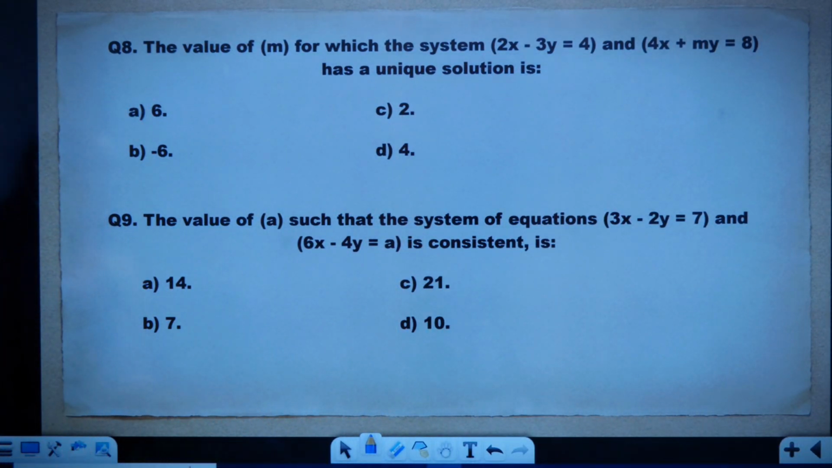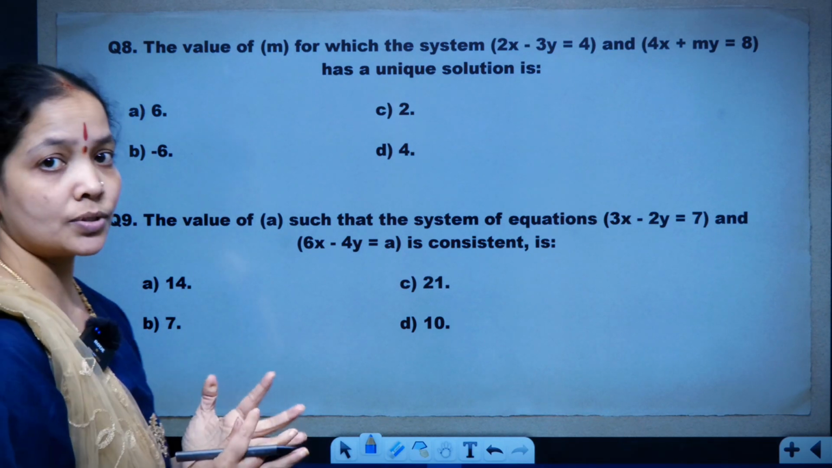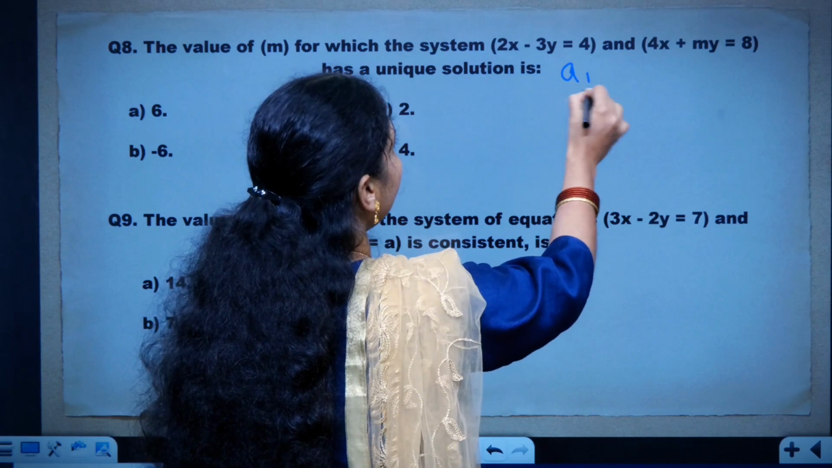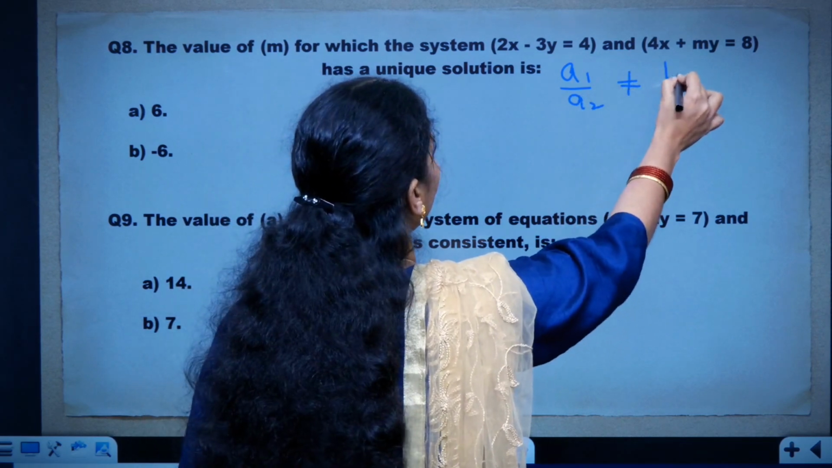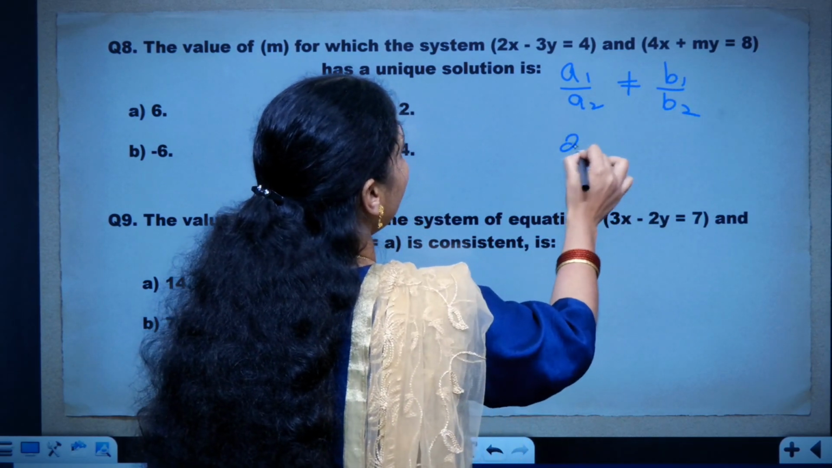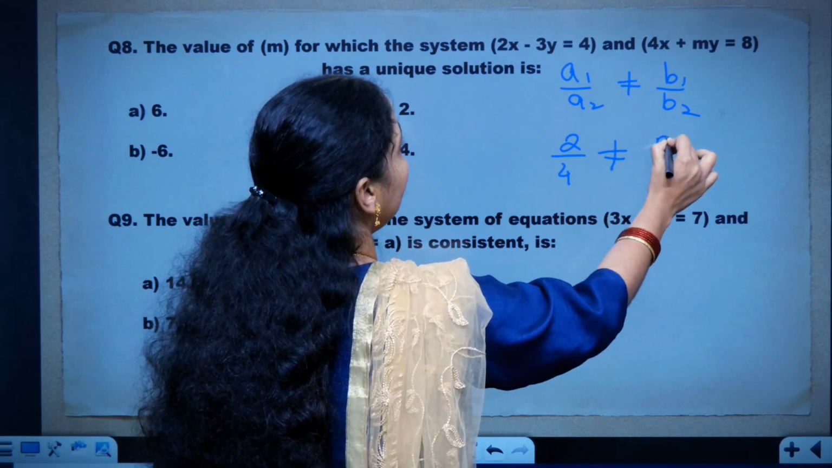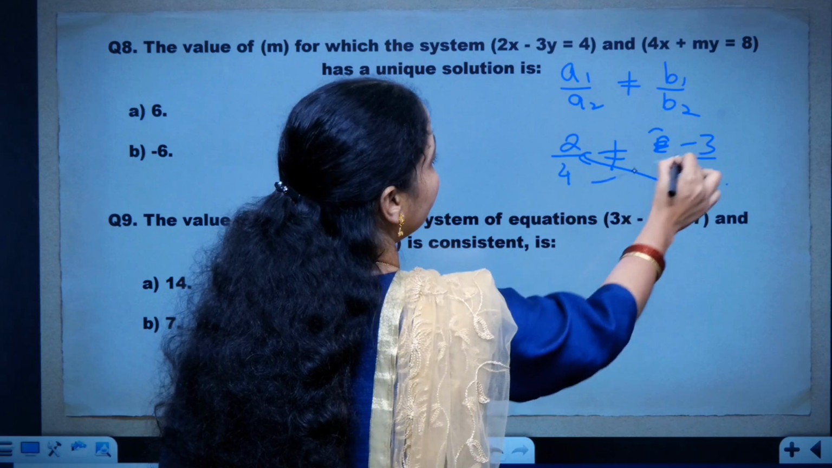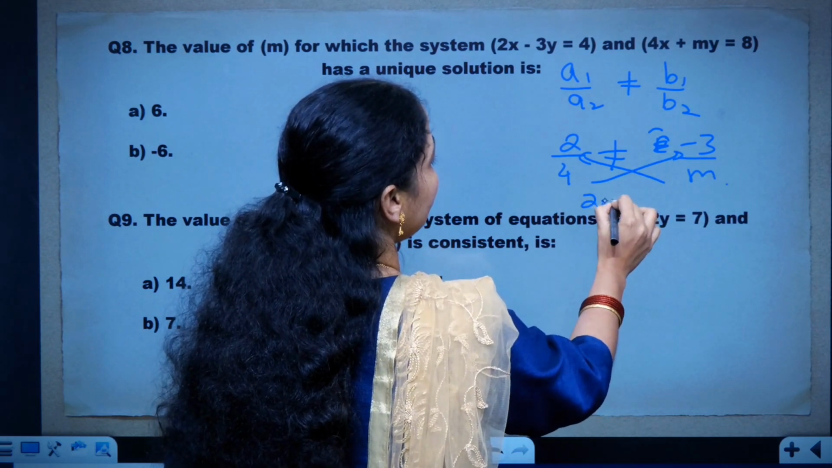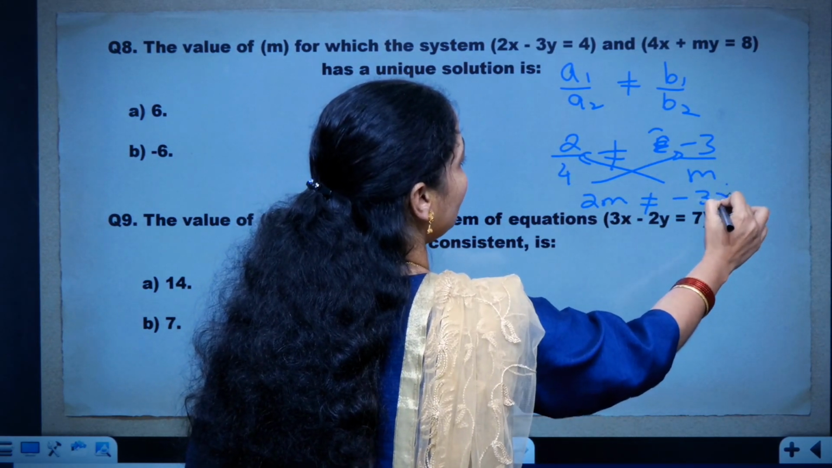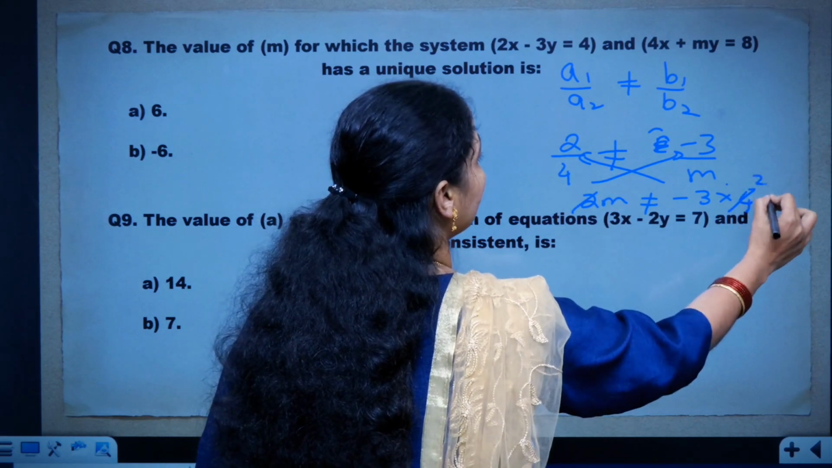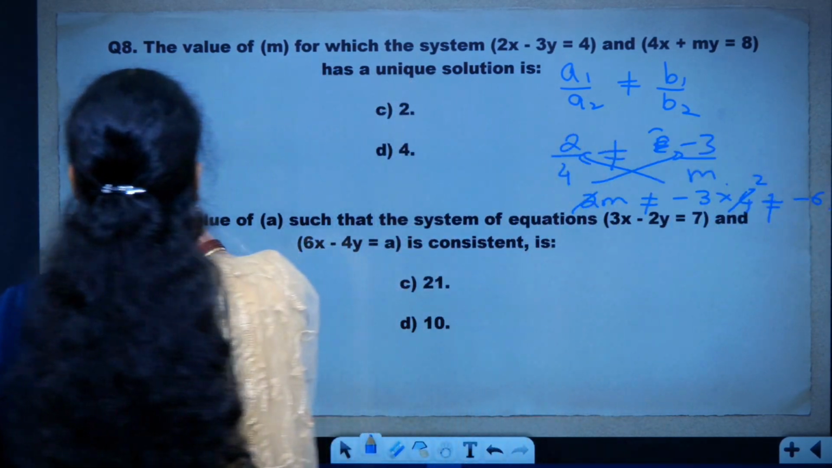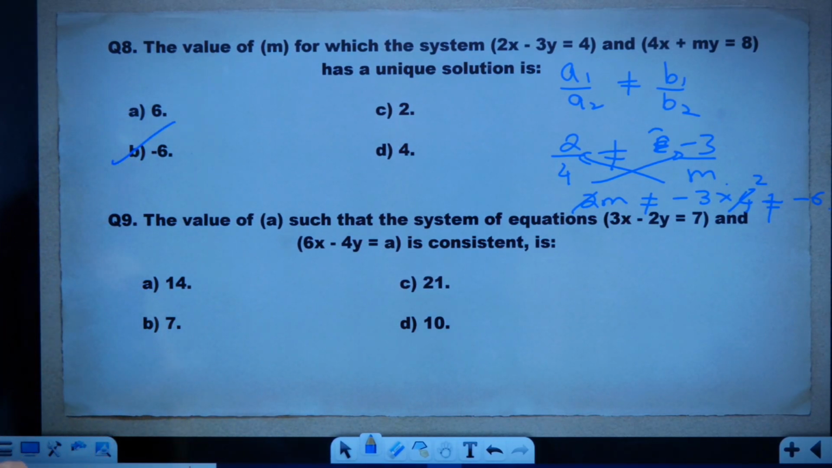Find the value of m for which the equation has a unique solution. Again, a unique solution is asked. Unique solution is a1 by a2 not equal to b1 by b2. So 2 by 4 should not be equal to negative 3 by m. So I'll flip this. So 2m is not equal to minus 3 into 4. 2 ones are 2, 2 twos are 4. So m is not equal to negative 6. B will be my right answer. Option B is negative 6.